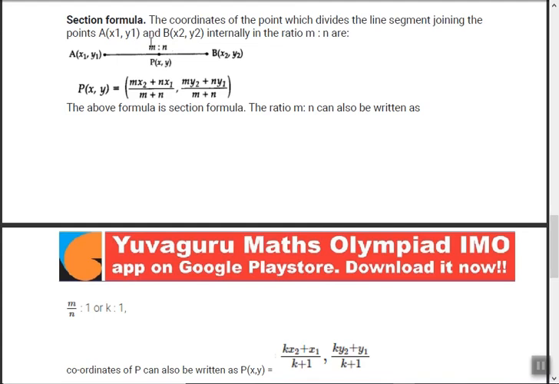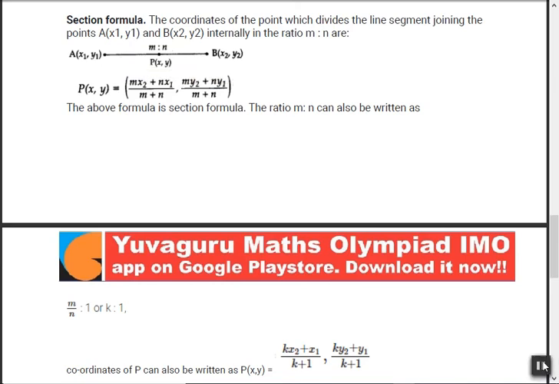mx2 means m into the other point's coordinate. Here the section is on the left side, m, so multiply it to the right side, plus nx1, the right side section to the left side coordinate. mx2 plus nx1 upon m plus n. This was for x. Similarly y: my2 plus ny1 upon m plus n. Getting it? See here, left side section to right side coordinate, right side section to left side coordinate.